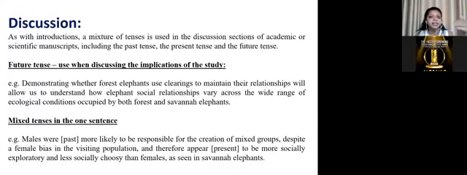In the discussion, we can again use a mixture of tenses. For example, you can use past tense, present tense and future both.